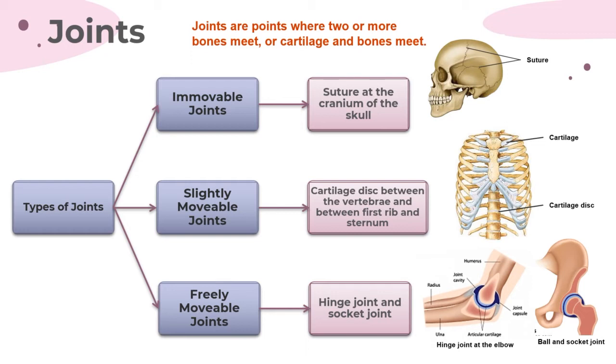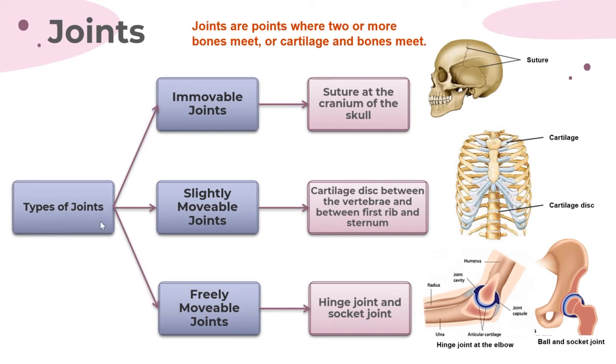For example, our elbow is an area where our bones meet. Actually, more than 2 bones meet here; 3 bones meet at our elbow. So that is a joint, the area or point where 2 or more bones meet. Now let's go to the types of joints.